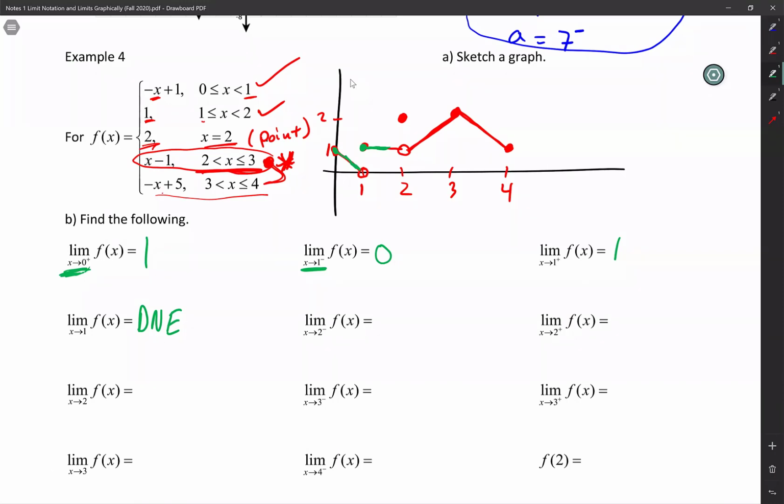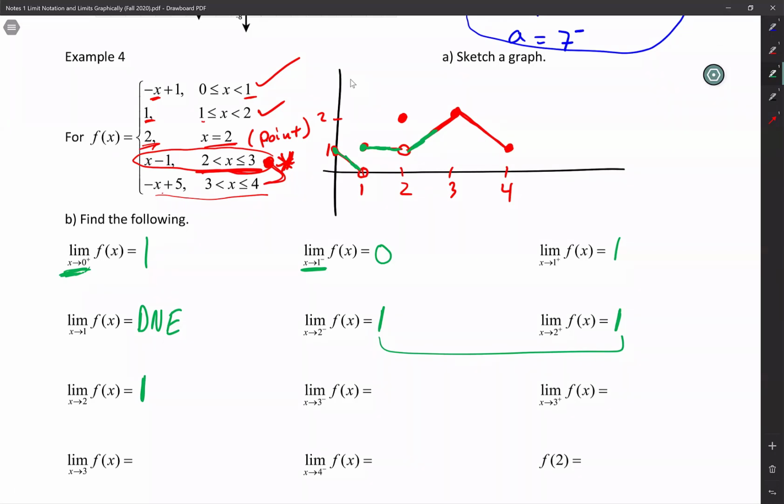Limit as x approaches 2 from the left. Well, if I approach 2 from the left, the y value is 1. See? Limit as x approaches 2 from the right. If I approach 2 from the right, the limit is 1 again. The y value is 1. Limit as x approaches 2: both of them match, so it's 1. That's the y value. As x approaches 2, the y value converges at 1.